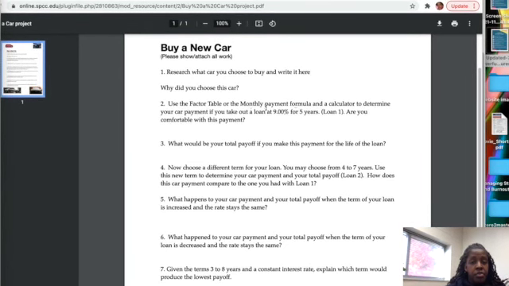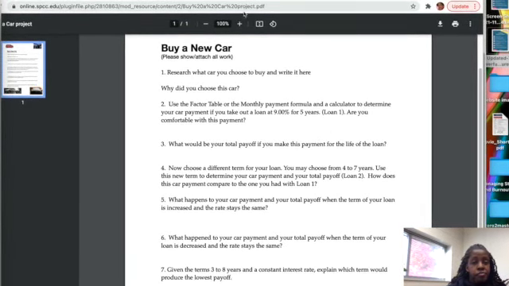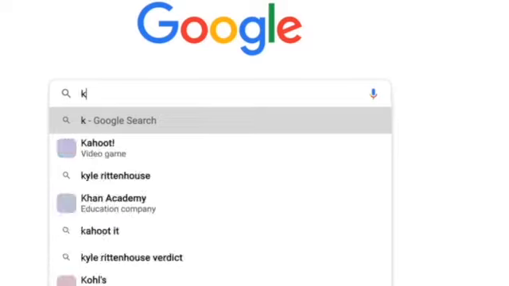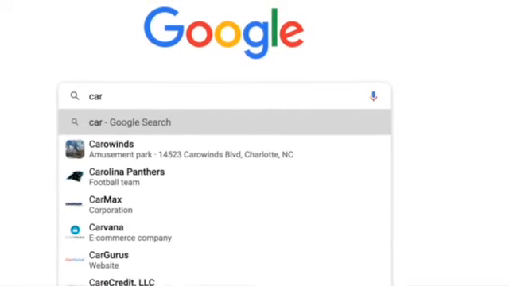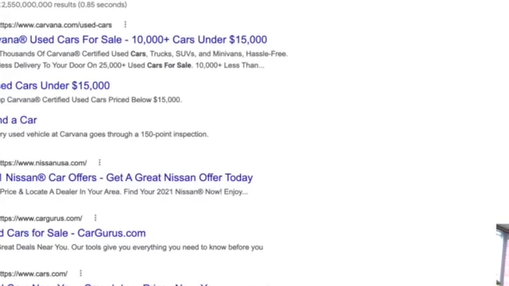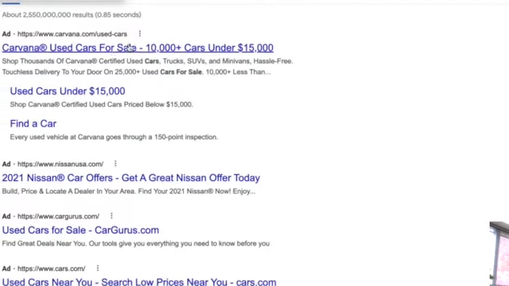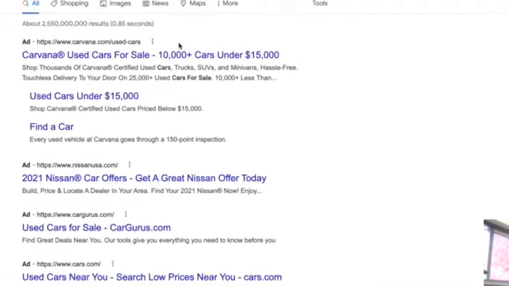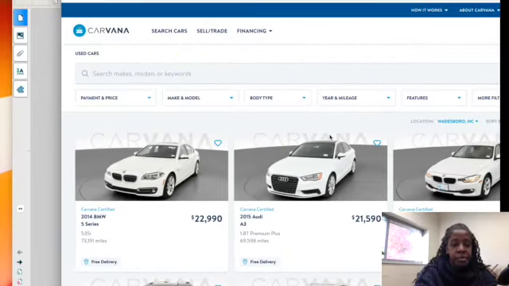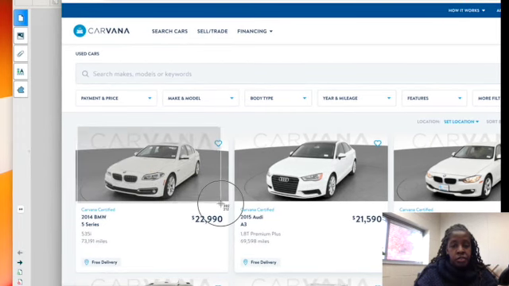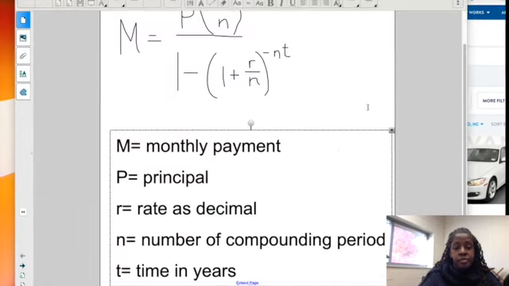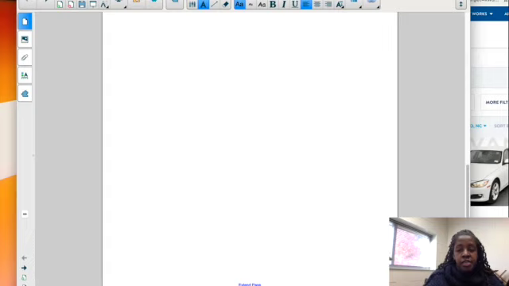So if I want to figure out the monthly payment for a particular car, I'm going to go and pick a car. Maybe I can go to Kelley Blue Book. Cars for sale. Let's do it. Carvana. We've seen those commercials. So we're going to go to Carvana, and I'm going to pick a dream car. I don't even care what it is. Here we go. First one, BMW. Here I go, getting a BMW. Look at me. So this is my dream car, and it costs $22,990.